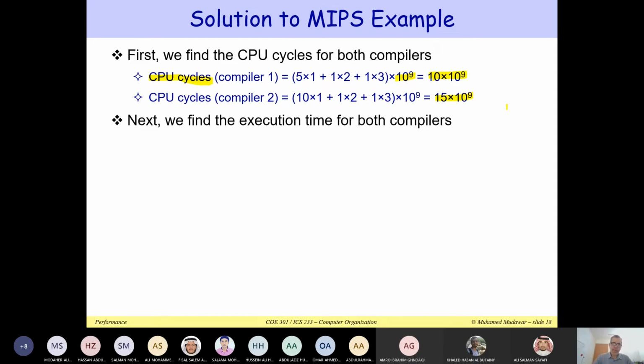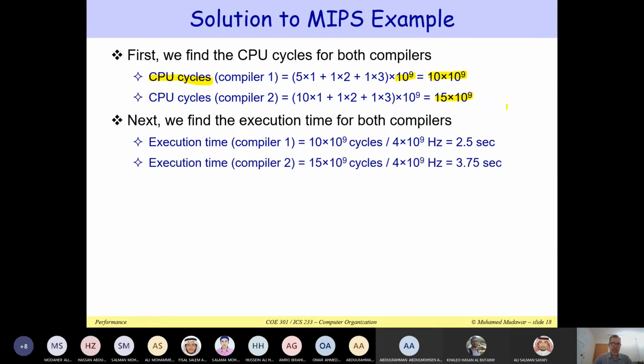Next, let us find the execution time, because it asks you about the execution time. How do you calculate the execution time? We divide the CPU cycles by the clock rate. You can just divide by 4 gigahertz, because gigahertz means billions of cycles per second. So if you divide 10 billion cycles by 4 gigahertz, you get 2.5 seconds. And if you divide 15 billion cycles by 4 gigahertz, you get 3.75 seconds for compiler 2.